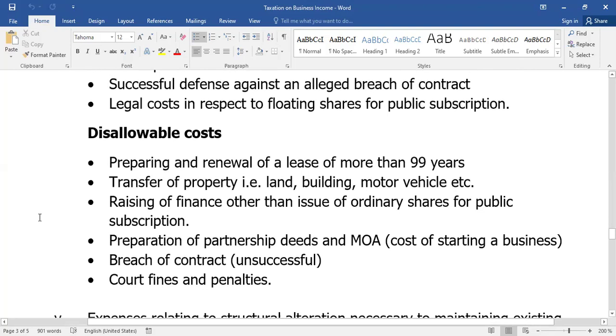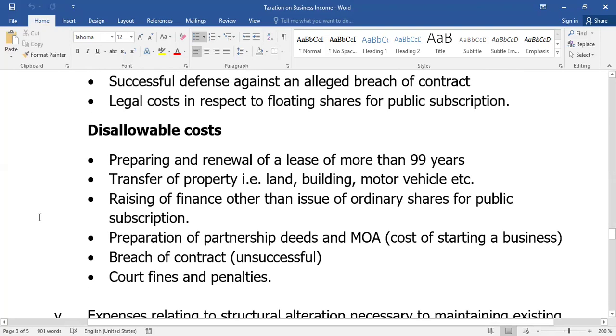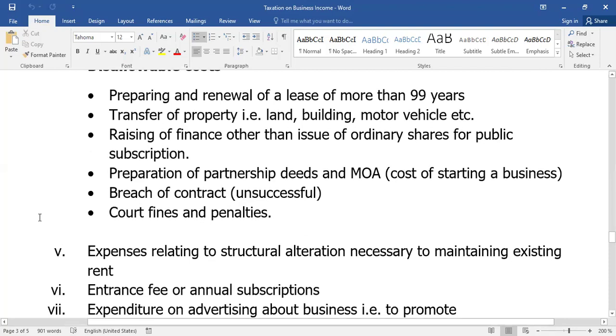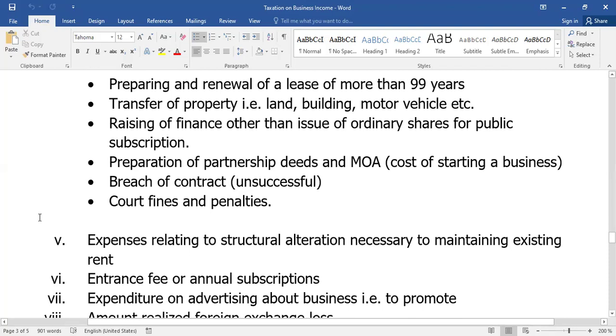Now, let us look at disallowable costs. One will be preparing and renewal of a lease of more than 99 years, transfer of property, that is land, building, motor vehicle, etc. Raising of finance other than issue of ordinary shares for public subscription. Then we have the preparation of partnership deeds and MOA. Those are the costs of starting a business. Then we have the breach of contract, those that are unsuccessful. Then the last one, we are talking about the court fines and penalties, right?